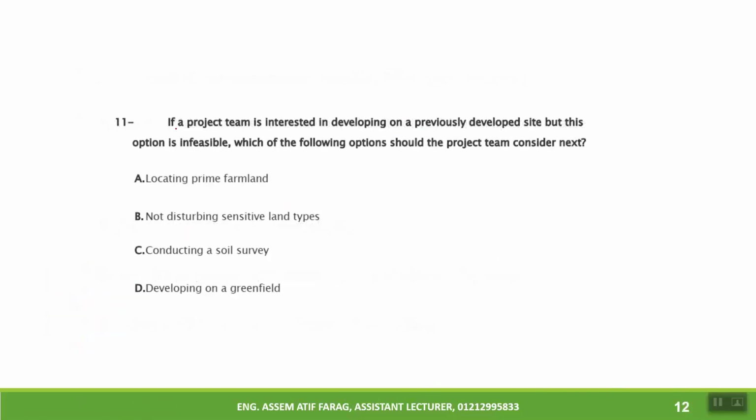For the next question, if a project team is interested in developing on a previously developed site, but this option is infeasible, which of the following options should the project team consider next? If we look at the first option, locating prime farmland. Prime farmland is a type of sensitive habitat that should be avoided, so this option is wrong.